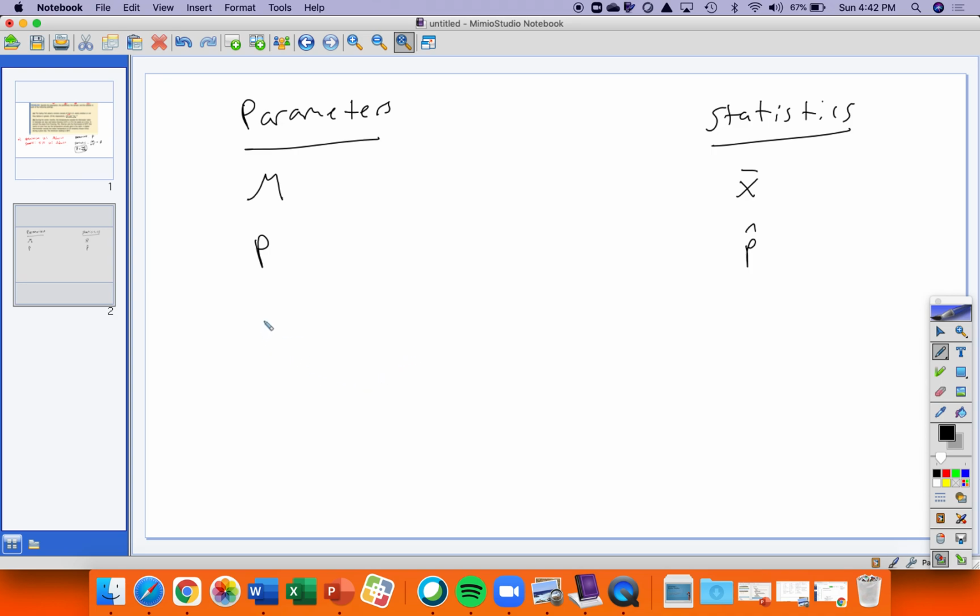And the other big one is going to be sigma. Sigma versus S sub x. This is standard deviation of a sample. This is standard deviation of a population. Very different. That's why in our calculators, we always look at S sub x, and we don't look at this guy, which in our calculator is sigma sub x, because this is different than this.